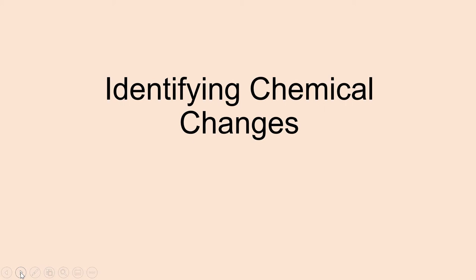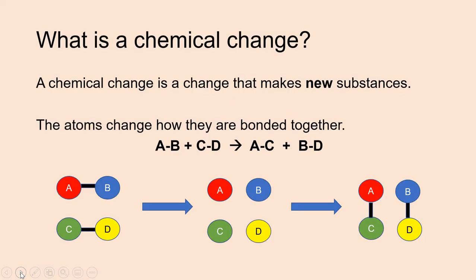Today's lesson is on identifying chemical changes. Please write the title at the top of your page. So, first of all, what is a chemical change? A chemical change is a change that makes a new substance, and this means that the atoms change how they are bonded together.